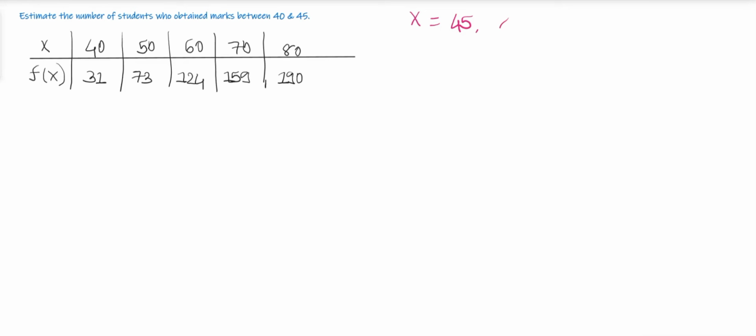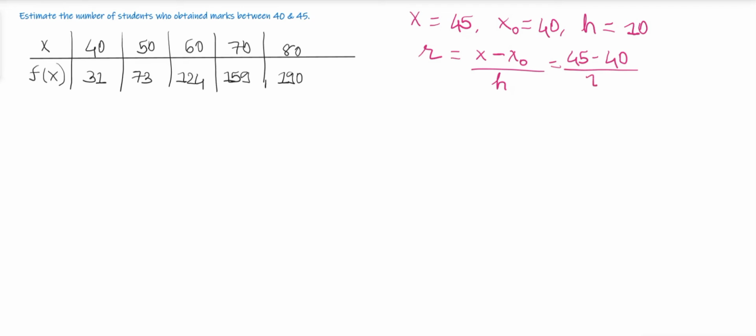Here, as we are interested in 45, x will be 45, x naught will be the first value, which is 40. And what is h? It is the difference between these intervals, which is 10. Now r is equal to x minus x naught divided by h, which will be 45 minus 40 divided by 10. So it will be 0.5, or we can say 1 by 2.